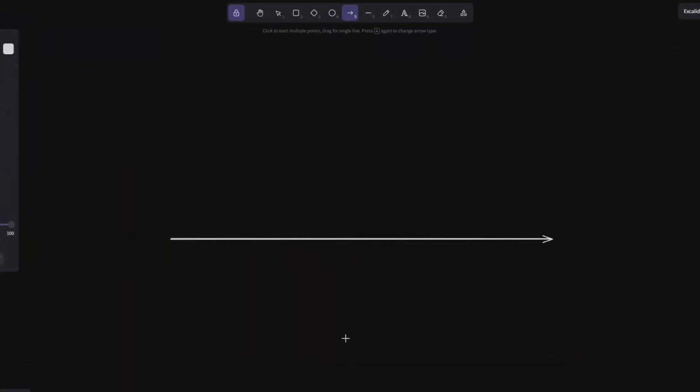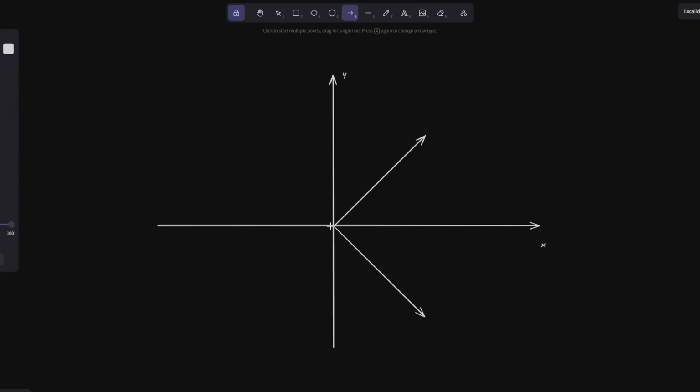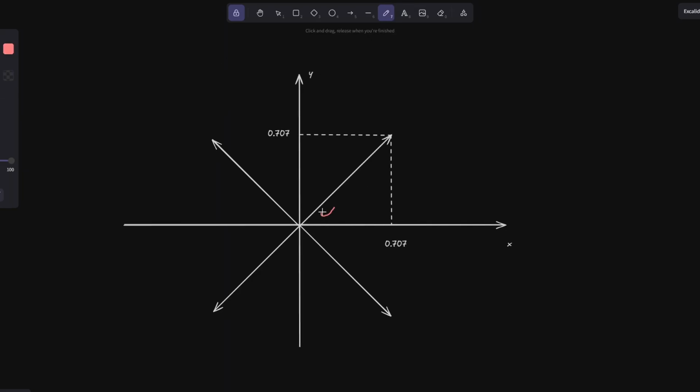So let's start by drawing a coordinate system, and I'll mark this as x and y, and then I'll draw a unit vector at a 45-degree angle. In fact, I will draw 4 of them, like so, and then I'll mark the x and y components like so, which will be 0.707 on both sides, and I will prove that to you in just a second. So we are interested in finding this angle.